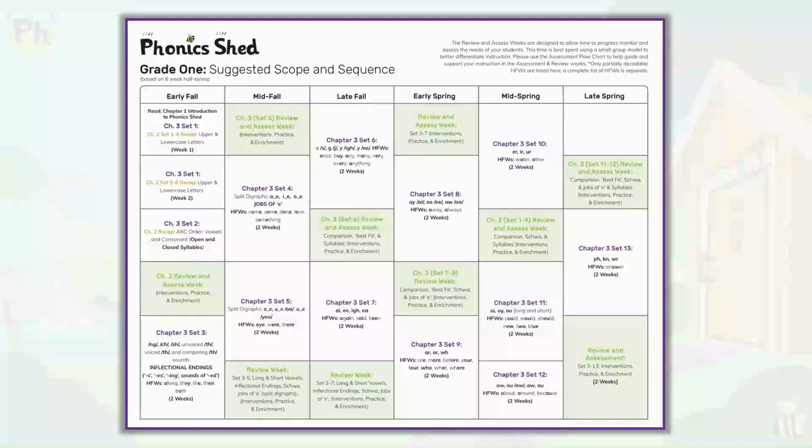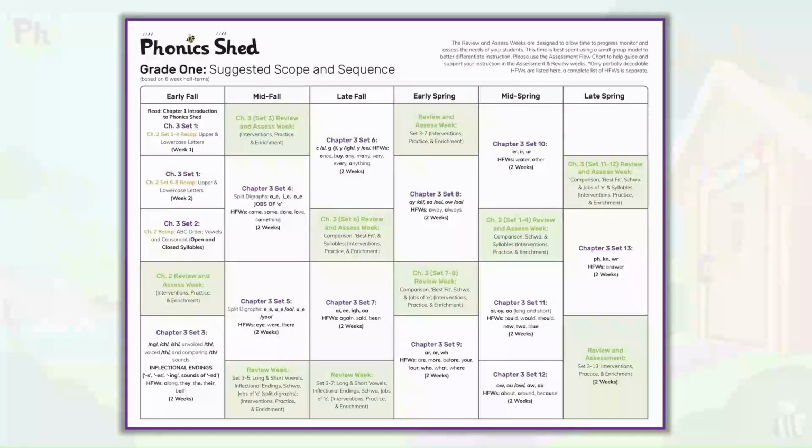Grade 1 begins with an introduction to Phonics Shed and a 3-week review of all the characters or PGCs, phoneme grapheme correspondences, alphabet order, and vowels and consonants learned in Chapter 2. In week 3, the vowels and consonants lessons introduce a new concept of open and closed syllables.